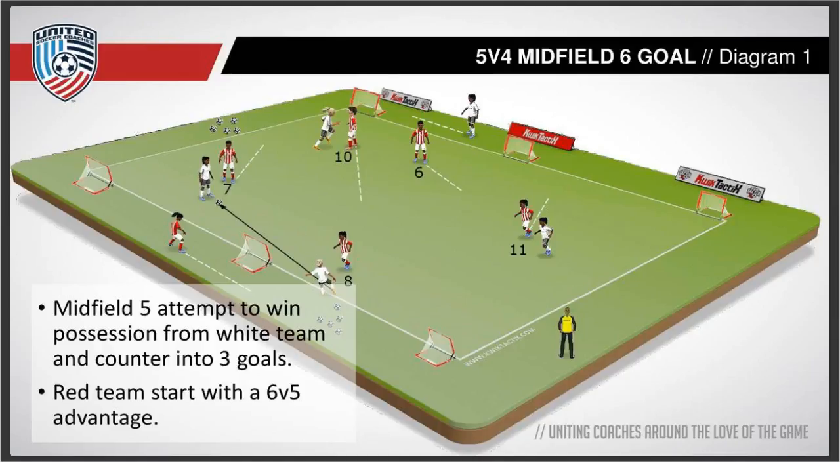So in this case, we're playing a 6-goal game. We're working with the red team, and we've put in our 6 and our 8 and our 10, our central midfielders. We've also put in our 2 flank players, 7 and 11. And we've additionally given them a target player that they would, should they win the ball, play to, bounce it off, and try to finish on one of the 3 goals. So that's our 5. We've got our 5 defending the full width of this field because of the 6 goals.